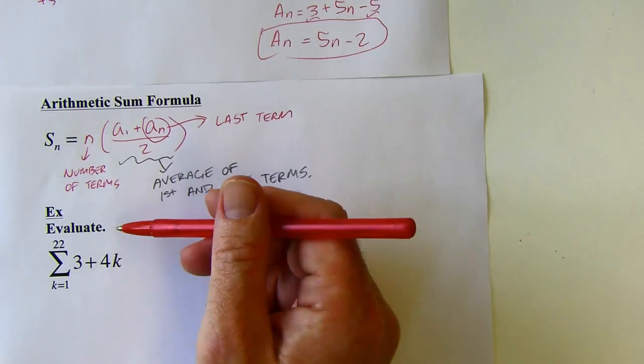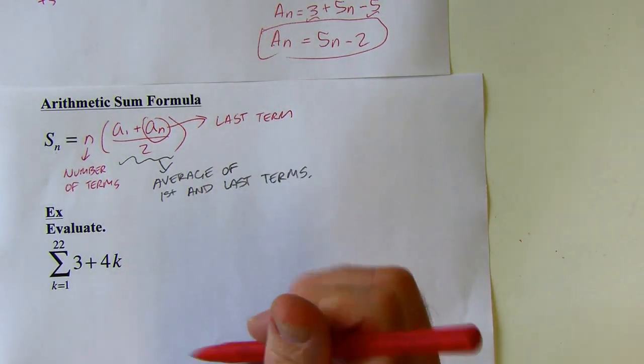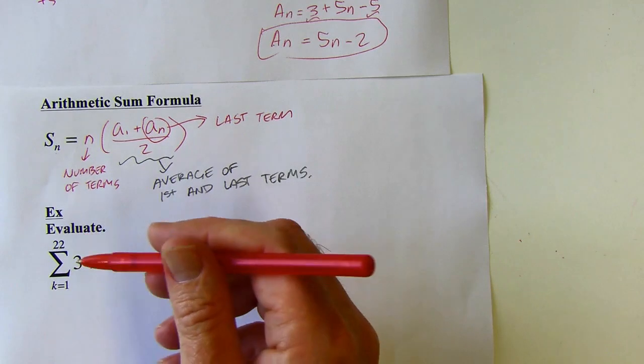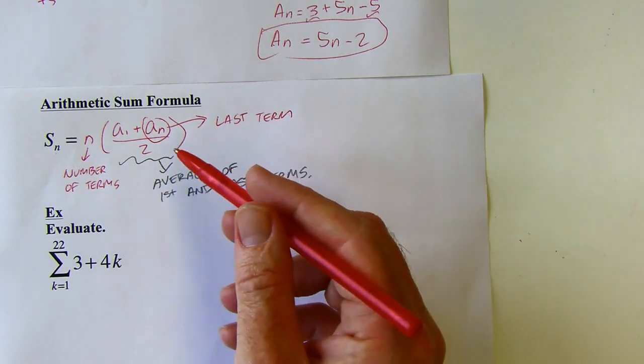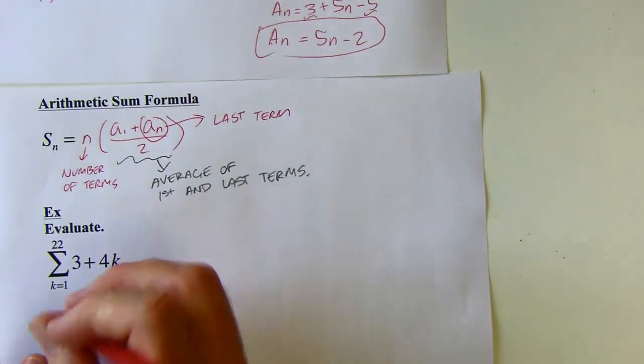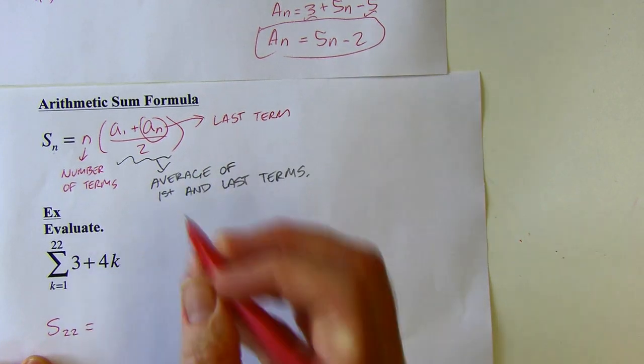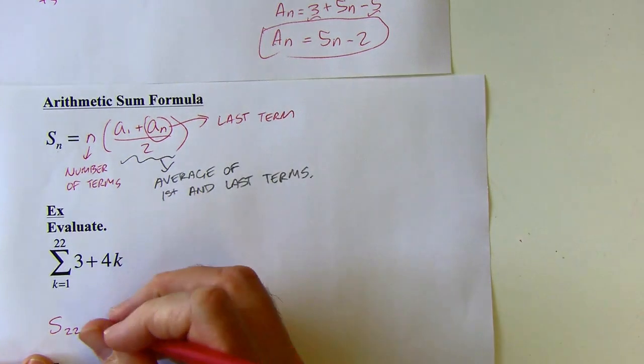Really, it should say evaluate the arithmetic series for all of these, just so we know. So you could build out the whole thing. There would be 22 terms, but let's try out this formula. I'm going to find the sum of the first 22 terms. The number of terms is going to be 22.